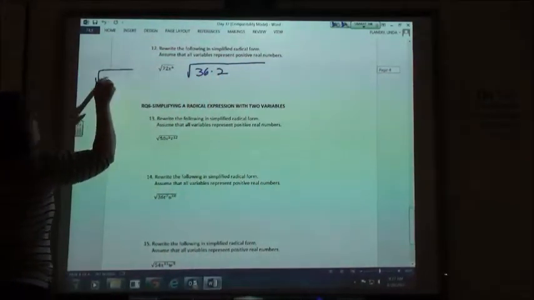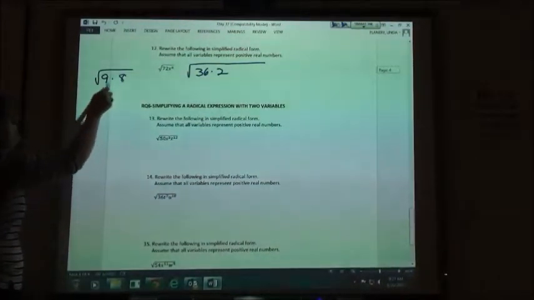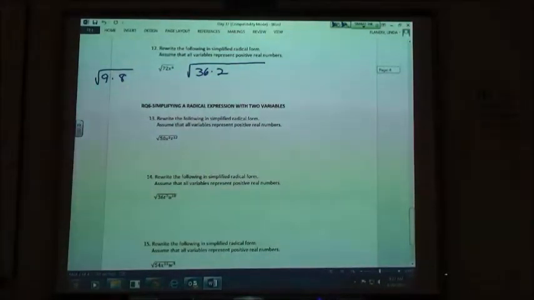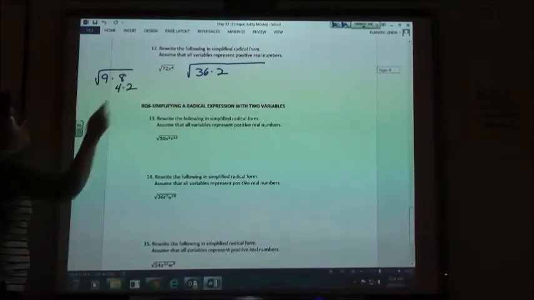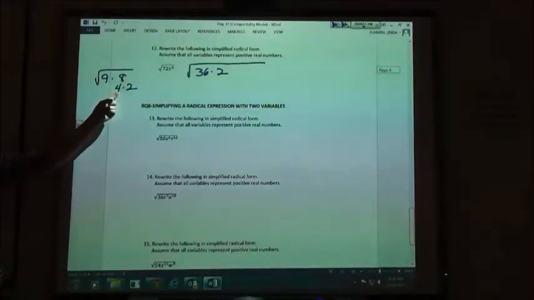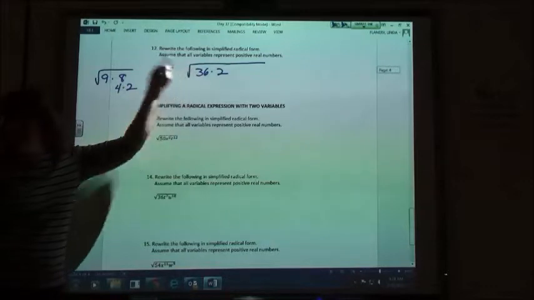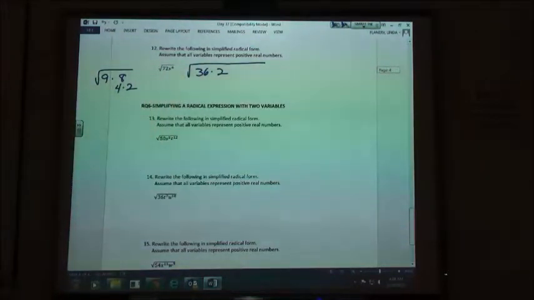If I would do 9, I would say 9 times 8, but then 8 would have to be factored again because that's 4 times 2. And then I could take out the square root of 9 and the square root of 4, which happens to give me the same thing as if I do the square root of 36. So if you find the biggest one, it just makes your work easier.